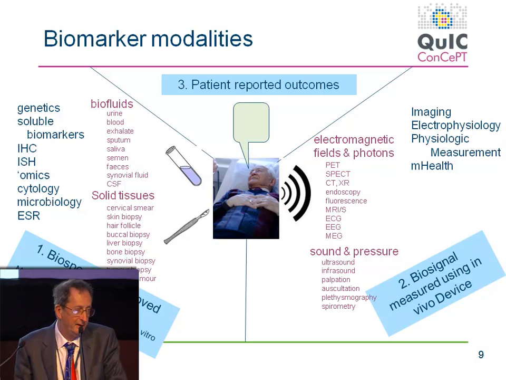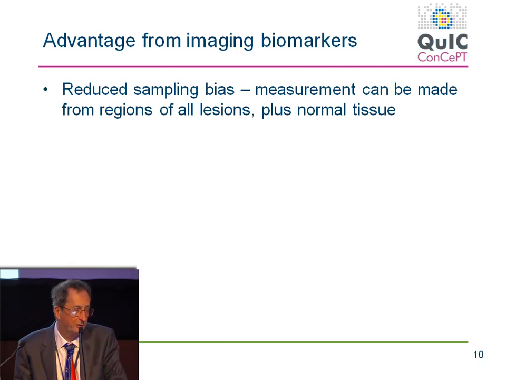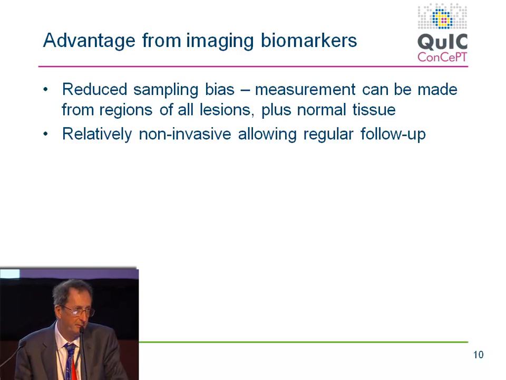So the advantages of imaging biomarkers are very strong indeed. We've heard a lot about tumour heterogeneity at this meeting. We measure from all lesions, all parts of all lesions and normal tissue as well, something that none of the ex vivo biomarkers can achieve. We can do regular follow-up. Some of our techniques involve no or minimal non-ionizing radiation.